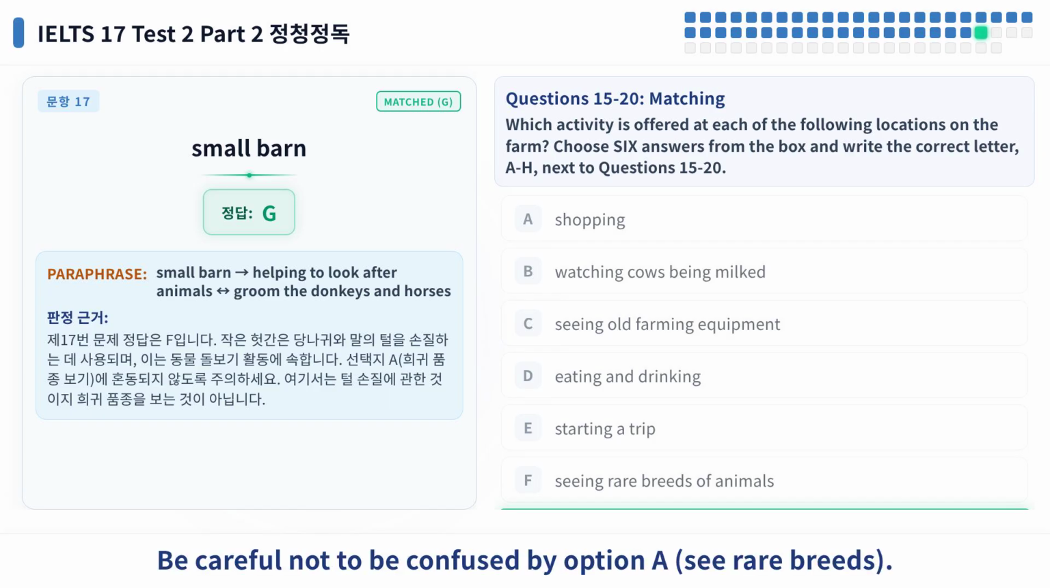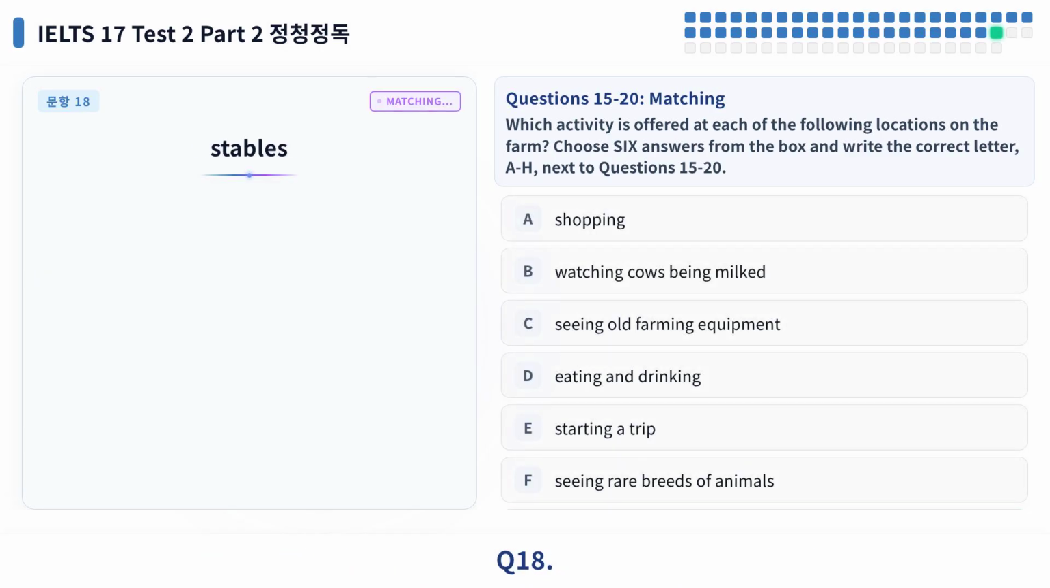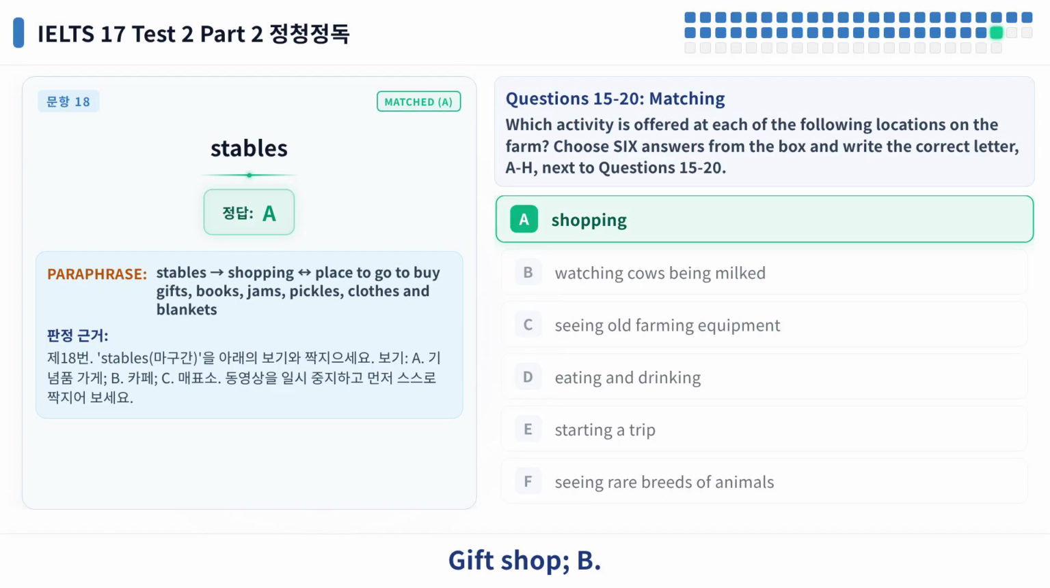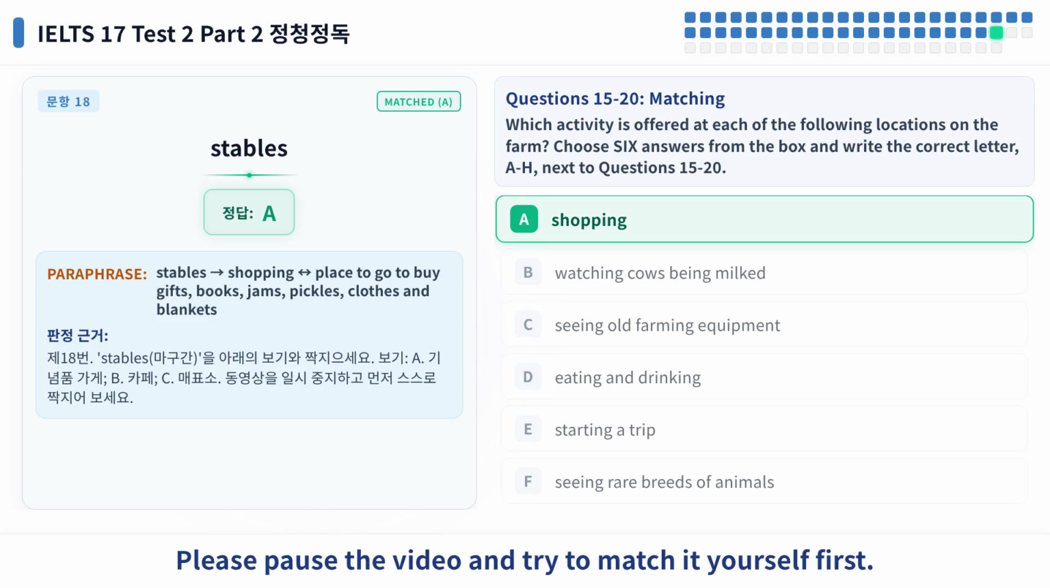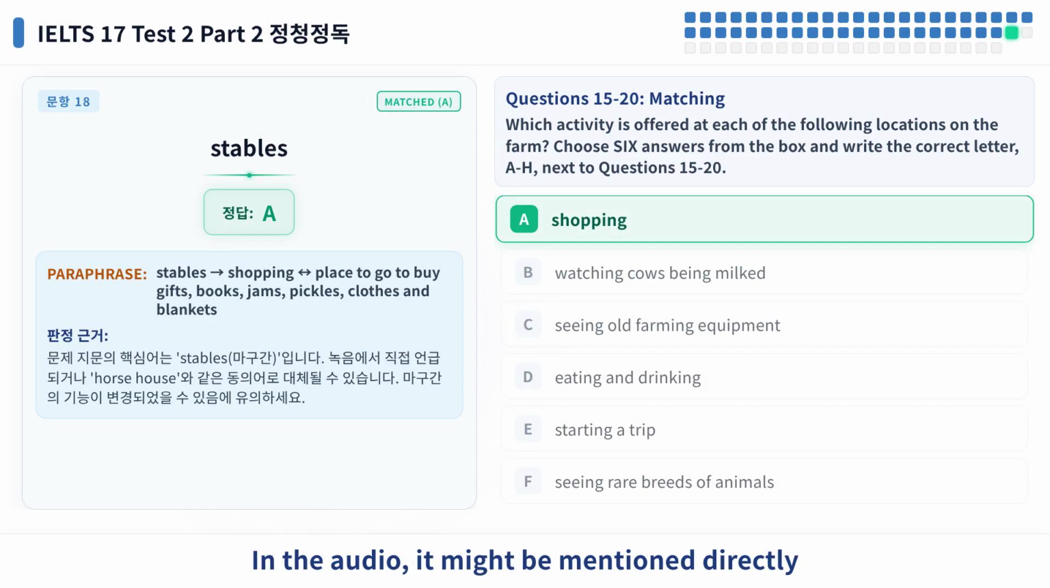Q18. Match stables with the correct option below. Options: A, gift shop. B, cafe. C, ticket office. Please pause the video and try to match it yourself first. The key word is stables. In the audio, it might be mentioned directly or replaced by a synonym, like horsehouse. Remember, the function of the stables might have changed. Let's locate the part about stables in the audio.